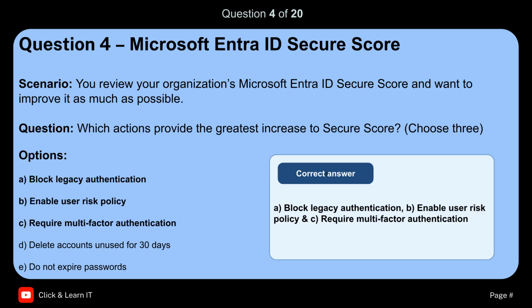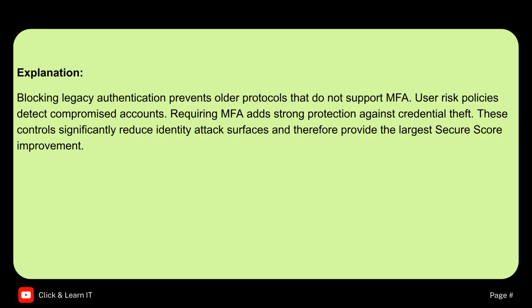The correct answers are A, B, and C. Block legacy authentication, enable user risk policy, and require multi-factor authentication. Blocking legacy authentication prevents protocols that do not support MFA. User risk policies detect compromised accounts. Requiring MFA provides strong protection against credential theft. These controls significantly reduce identity attack surfaces and offer the largest secure score improvement.